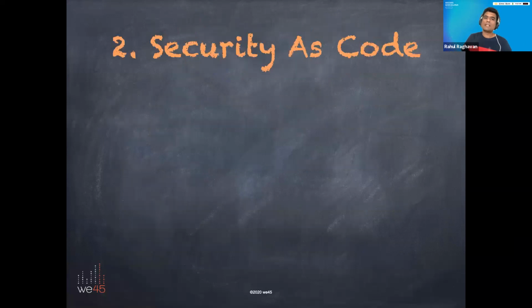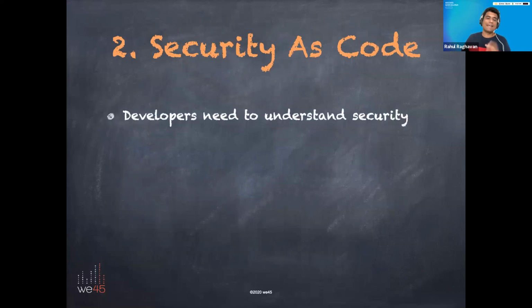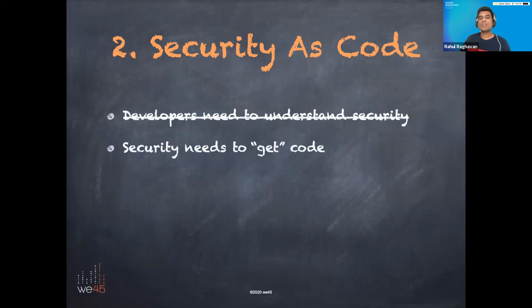The other thing I want to talk about is security as code. We've always said in all security conferences and talks that developers need to understand security, and this is something we've been talking about for the last 10 years in application security. Now, I want to change this statement. We've talked enough about developers needing to understand security, but I think we now need to ask security teams to understand code. And that's the fundamental change that needs to come about.